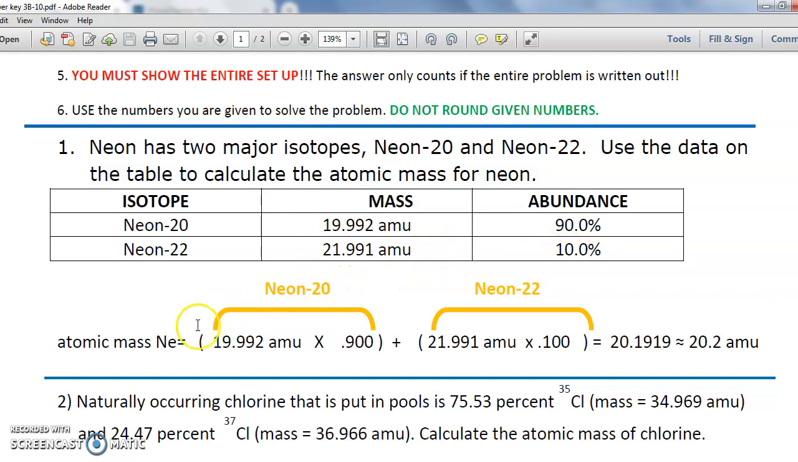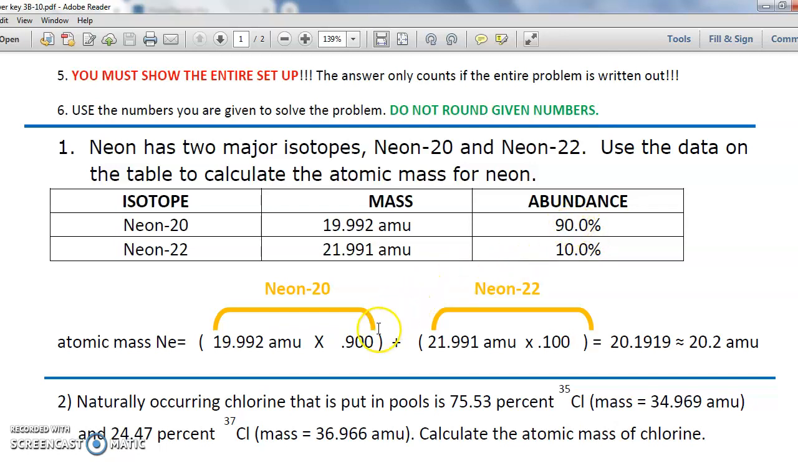So here we go. Set it up. What's the atomic mass of neon? That's what we're trying to find. Let's talk about how much of the average, or the atomic mass of neon, is contributed by neon 20. Well, neon 20's mass is 19.992. We write that right there, and then we take the percent and convert it back to the decimal form. We could take 90 divided by 100, which is 0.9, or we can slide the decimal 2 to the left, which is the same thing, 0.9.